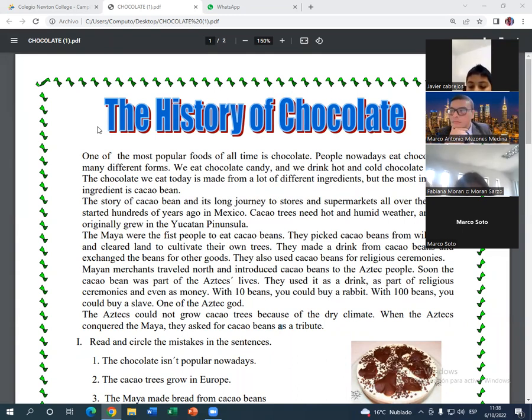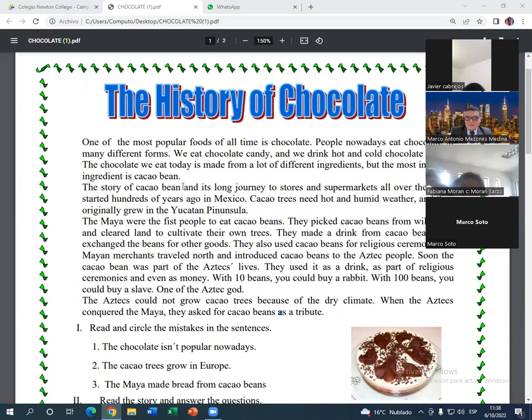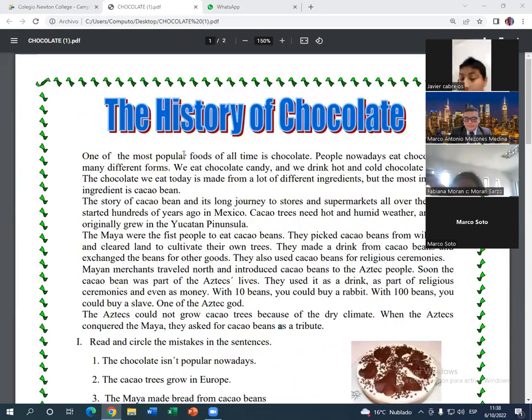Cacao trees need hot and humid weather, and they originally grew in the Yucatan Peninsula. The Maya were the first people to eat cacao beans. They picked cacao beans from these trees and cleared land to cultivate their own trees. They made a drink from cacao beans, and Mayan merchants traveled north and introduced cacao beans to the Aztec people.